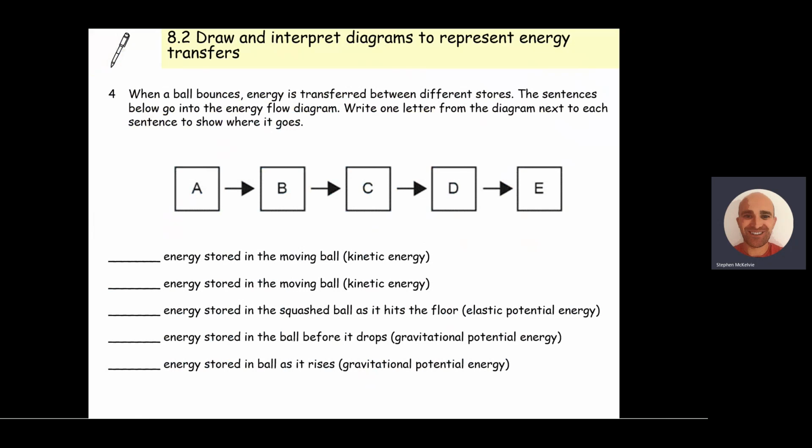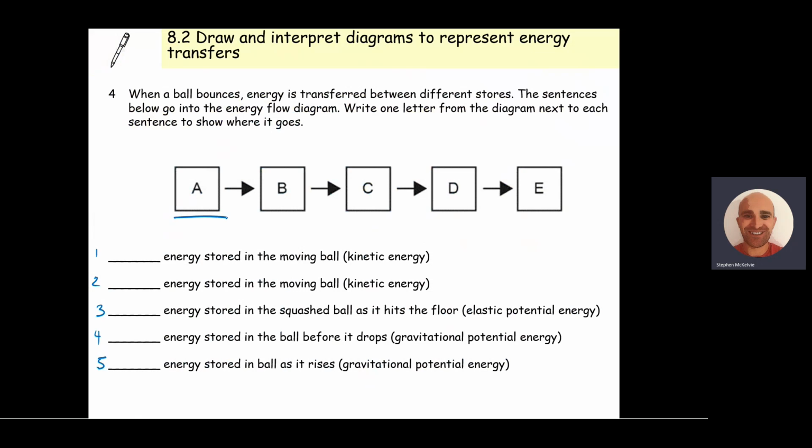Okay, let's see if we can put this into a concept model. When a ball bounces, energy is transferred between different stores. The sentences below go into an energy flow diagram. Write one letter from the diagram next to each sentence to show where it goes. So each of these sentences are out of order. Let's say 1, 2, 3, 4, and 5. I'll start you off with the first sentence.